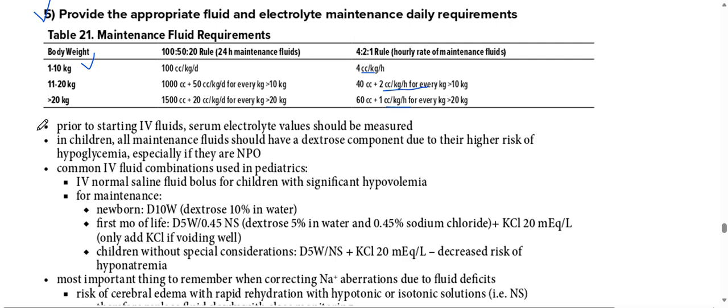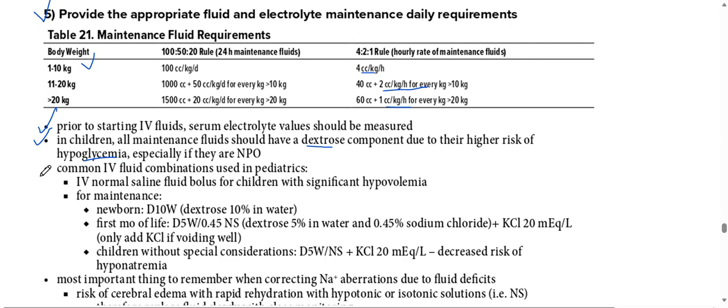So always they say that before starting IV fluids, check serum electrolytes. Whenever a child comes to you with dehydration, we have to check serum electrolytes including sodium, potassium, chloride. Very important. In children, all maintenance fluids should have a dextrose component. Whenever we are going to give maintenance fluids to the child, we have to give dextrose due to their higher risk of hypoglycemia. Okay, the child is suffering from dehydration, we have to prevent hypoglycemia, so we need to give some dextrose as well.